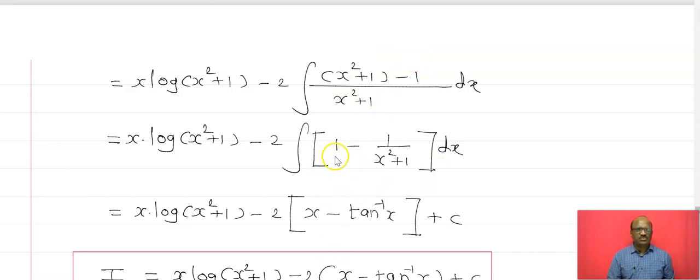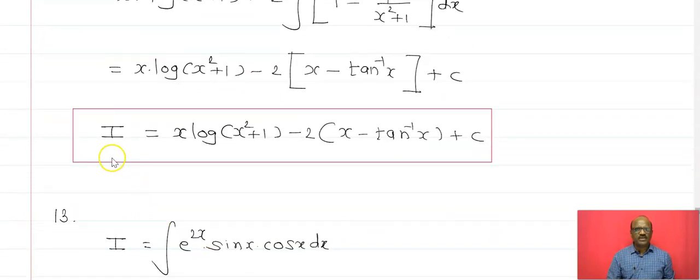Now what about the integral of this 1? Integral of this 1 is x. And integral of 1 upon x square plus 1 is tan inverse of x plus c. And overall you will get I is equals to x log of x square plus 1 minus 2 in bracket x minus tan inverse of x plus c.